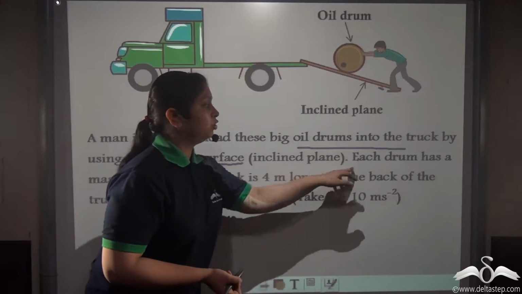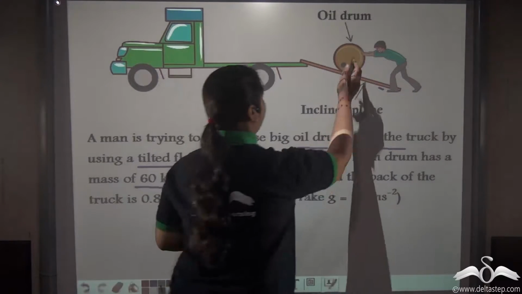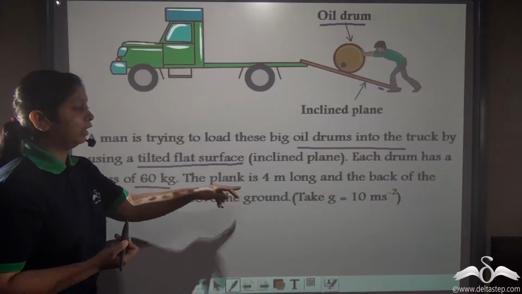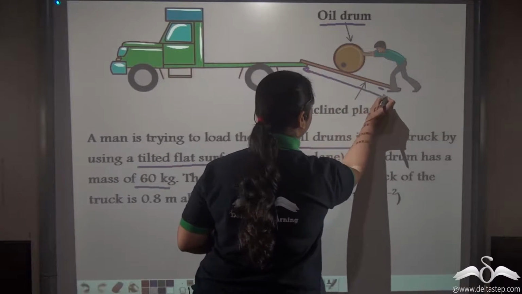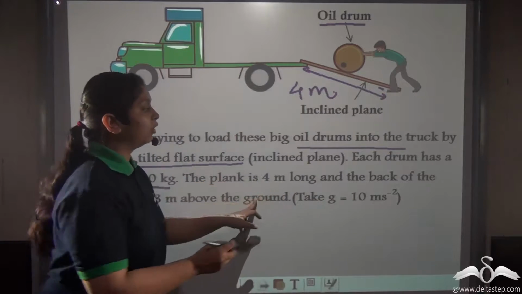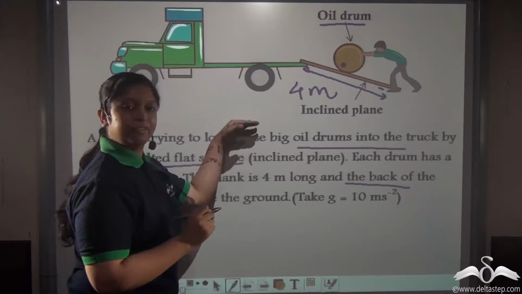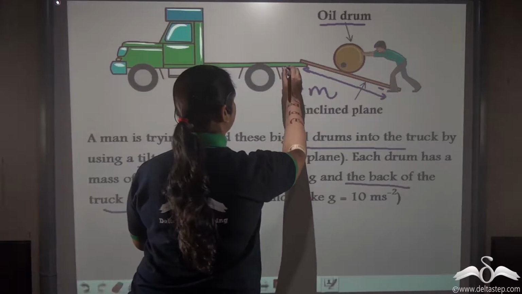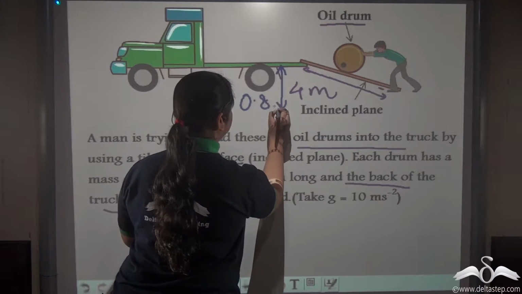Now each drum has a mass of 60 kg. Suppose this oil drum has a mass of 60 kg and the plank is 4 meters long. This inclined plane is 4 meters long and the back of the truck is 0.8 meters above the ground. That is, this height is 0.8 meters.